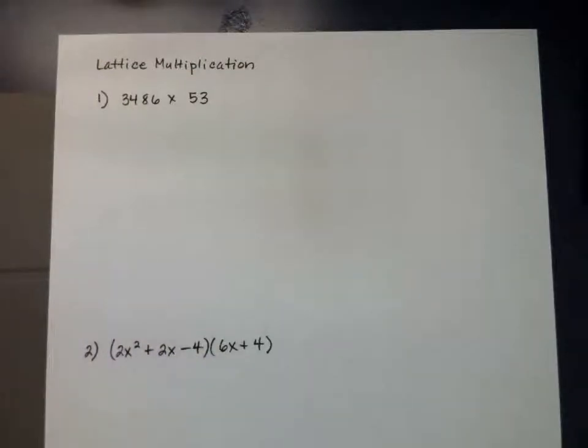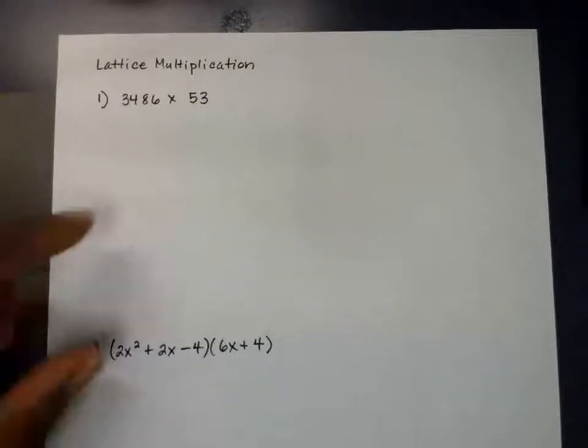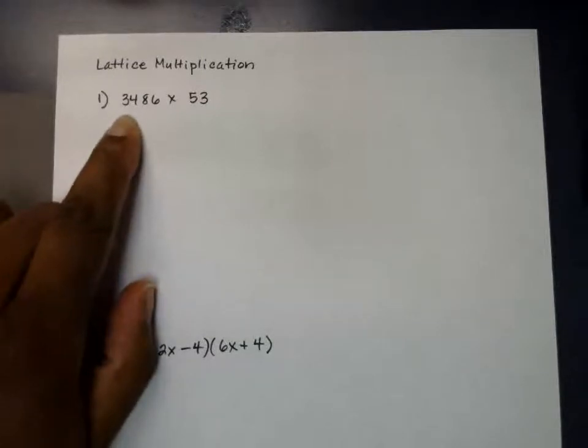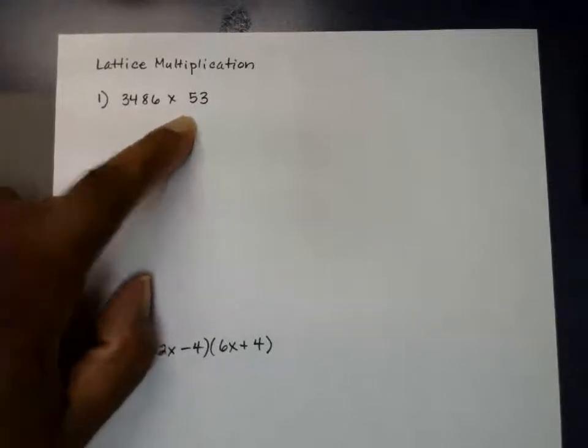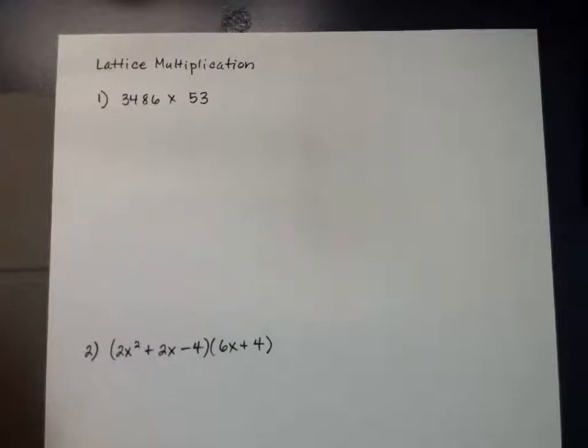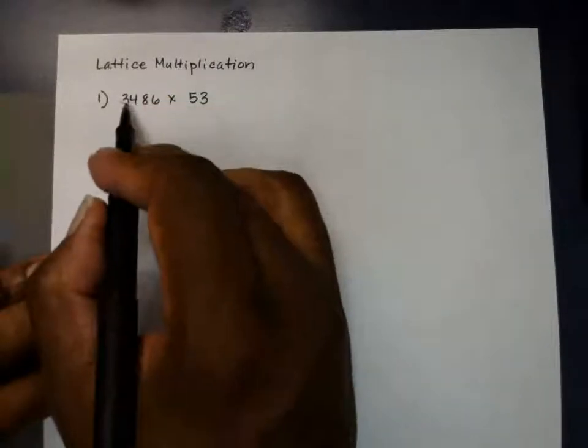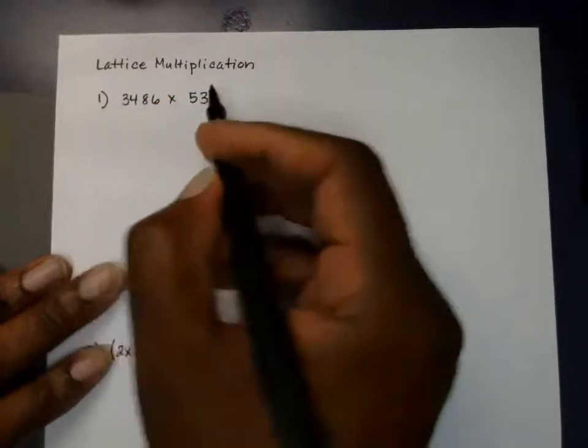All right, in this video, we're going to talk about lattice multiplication. Some of the problems here are similar to the ones that are on your actual writing assignment number 3. So like for this first example, 3,486 times 53. Using lattice multiplication, I have a 4-digit number multiplied by a 2-digit number.